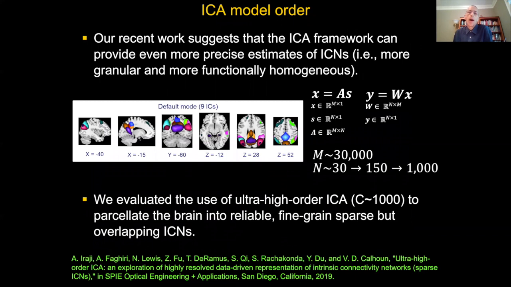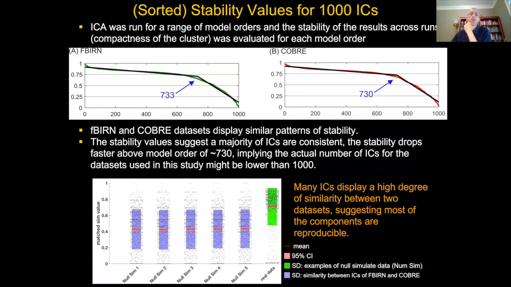And we're continuing to go up. More recently, we've been looking at what we're calling ultra high order ICA, essentially 1,000 components from the data set, trying to parcellate the brain. And we're seeing evidence that there are meaningful and replicable solutions at that high model order. Here we've got 2 independent data sets, and we looked at the stability, and we found a little bit of a drop off at about 730 or so on 2 different independent analyses. If we compare with a null model, a random model, in terms of stability, we find very much more stable solutions in the real data, suggesting that most of these components are reproducible.